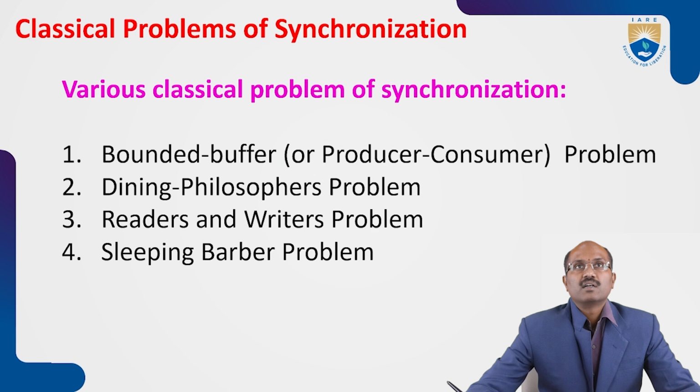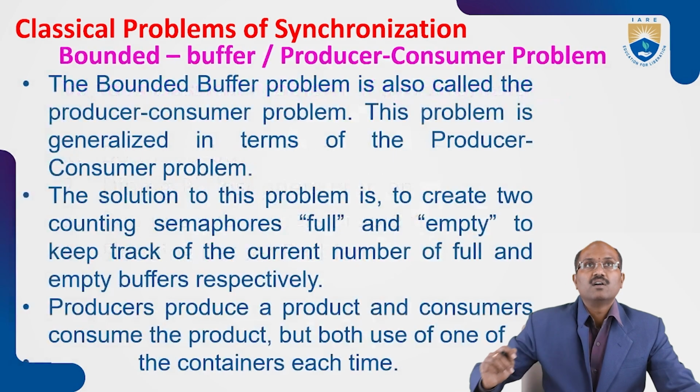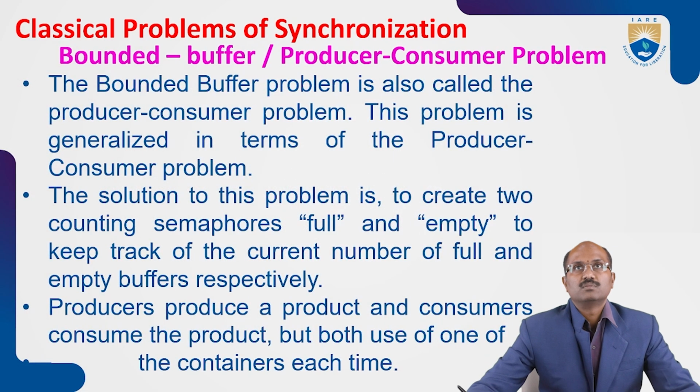The classical problems of synchronization are: first, the bounded buffer problem, also called the producer-consumer problem. Second, the dining philosopher problem. Third, the readers and writers problem. Last, the sleeping barber problem. Other than these, various problems exist, but these are the popular ones. Let me check the bounded buffer problem.